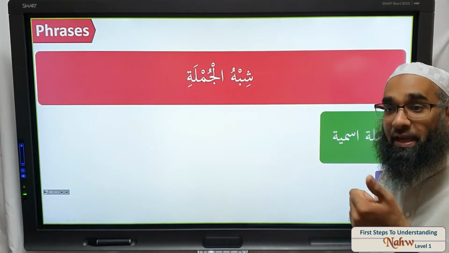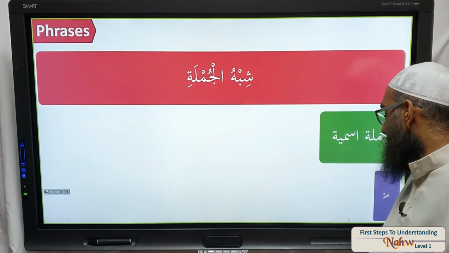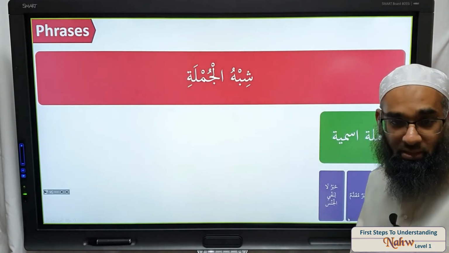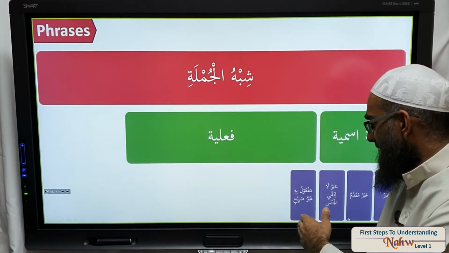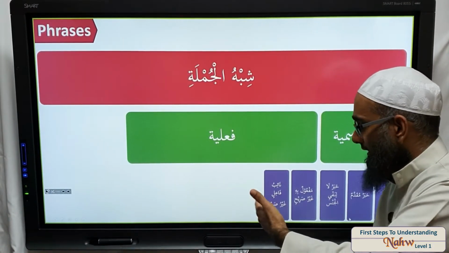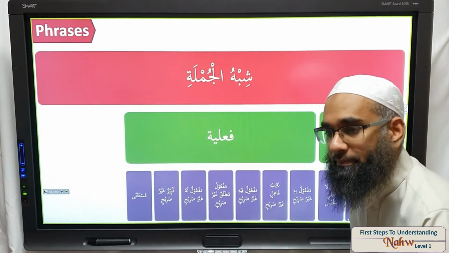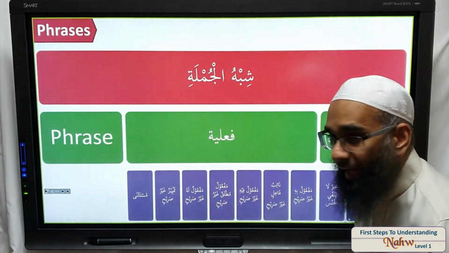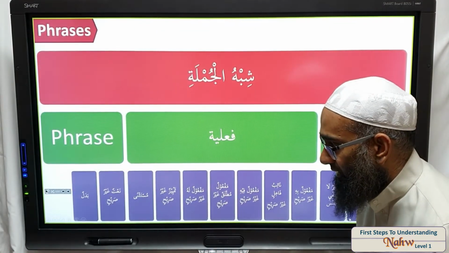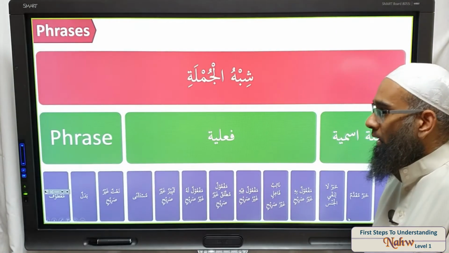In a jumla ismiya, it comes as a khabar muqaddam, or la li nafi jins is khabar. In jumla fa'liya, it has all of these slots, maf'ul bihi. All of the slots basically except mainly the hal and the fa'il. And in a phrase, it can come as a na't, a badal, or a ma'tuf.